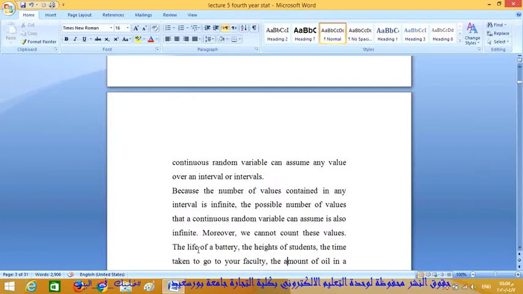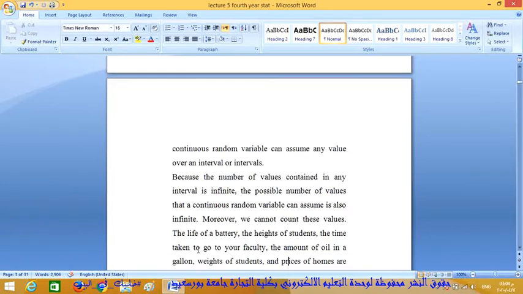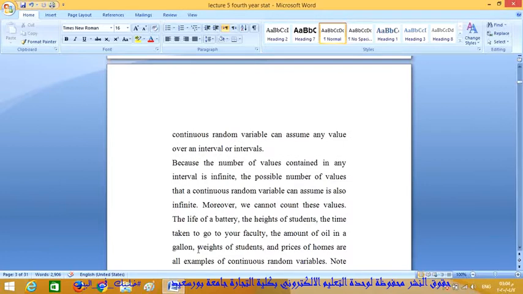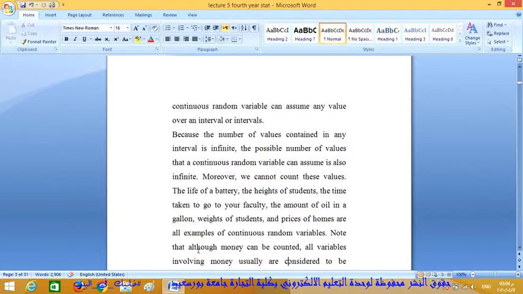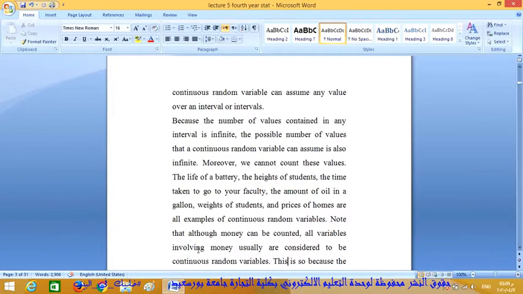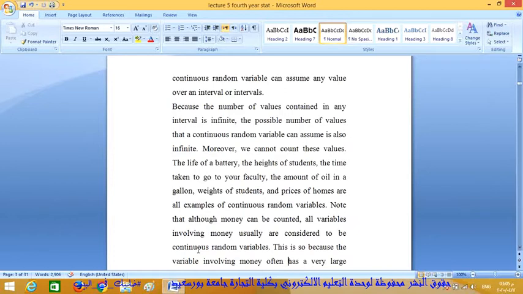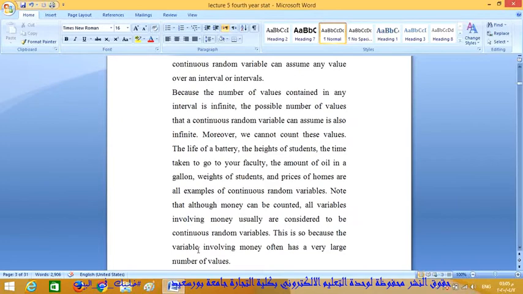The life of a battery, the heights of students, the time taken to go to your faculty, the amount of oil in a gallon, weights of students, and prices of homes are all examples of continuous random variables. Note that although money can be counted, all variables involving money usually are considered to be continuous random variables. This is so because a variable involving money often has a very large number of values.